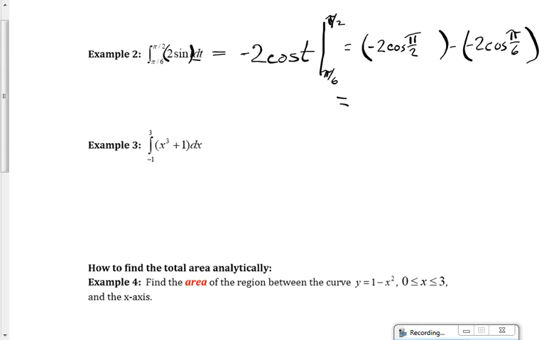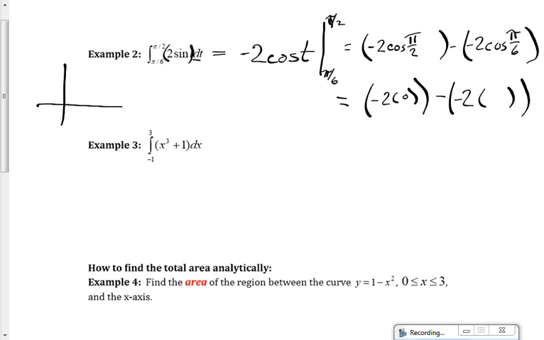Cos pi over 2, 0. So this portion is negative 2 times 0. Cos pi over 6. Let's see, draw a triangle, right? Cos pi over 6. Pi over 6 is 30 degrees, right? So that's 1. Hypotenuse is double that. The other side's root 3, right? So cos is adjacent over hypotenuse, so this is root 3 over 2.